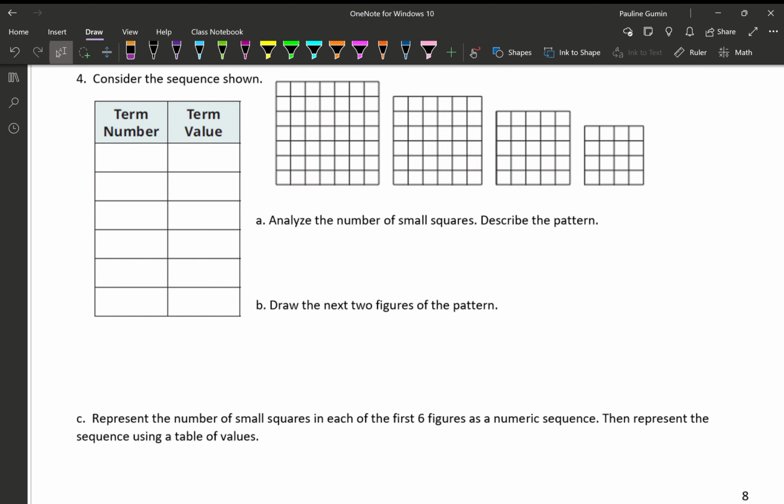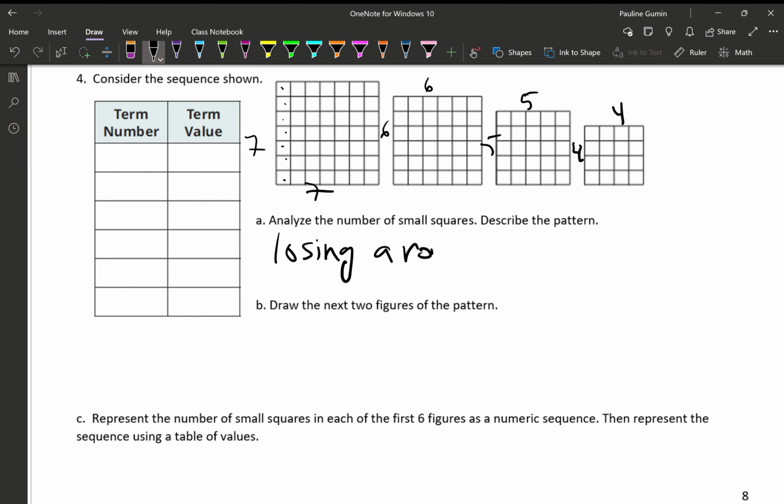All right, let's do one more, and then we'll call it a day. Number 4. Consider this sequence. Analyze the small squares. Describe the pattern. As I'm looking at these, I notice that this square is a 7 by 7. This one's a 6 by 6, a 5 by 5, a 4 by 4. I don't know why I wrote a 5 there. It's 4. So, what's happening?